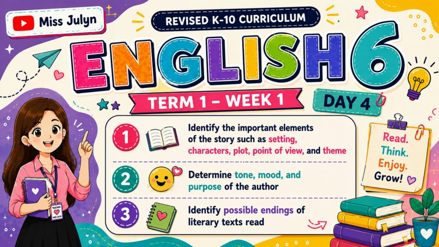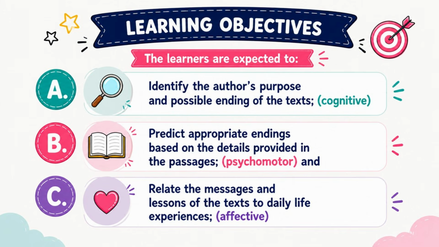Identify the important elements of the story, such as setting, characters, plot, point of view, and theme. Determine tone, mood, and purpose of the author. Identify possible endings of literary text read.